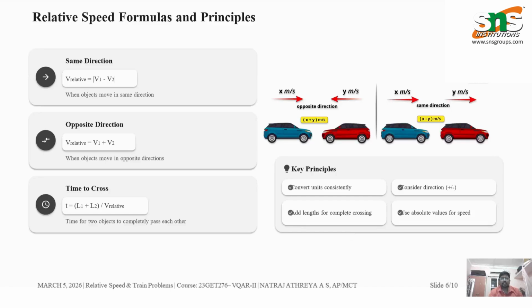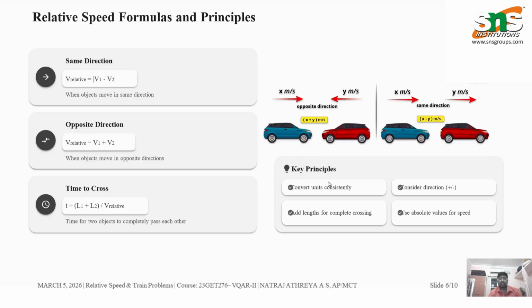So relative speed formulas and principles are mentioned here, as seen earlier. V relative is equal to modulus of V1 minus V2. If they are in opposite directions, you sum these two together. And if you are asked to find out the time to cross, then T is equal to L1 plus L2 divided by V relative. So that is the time for two objects to pass each other.